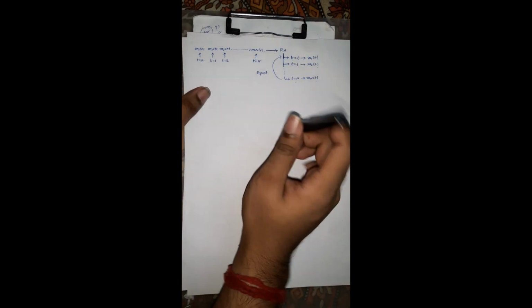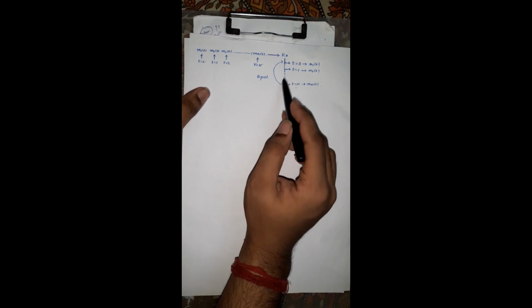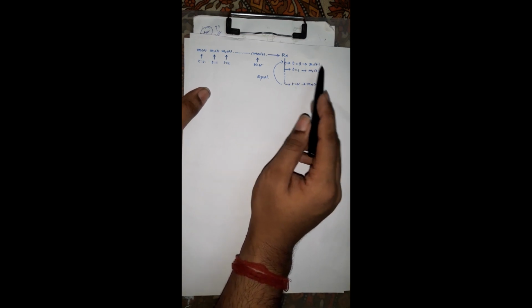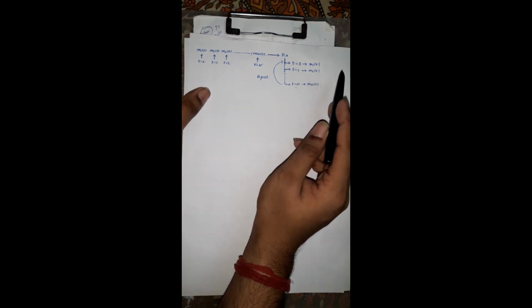And if we continue the sampling after 10 seconds, then what will we receive? We will receive m1 equal to 0 at that time. So that's the process of demultiplexing.